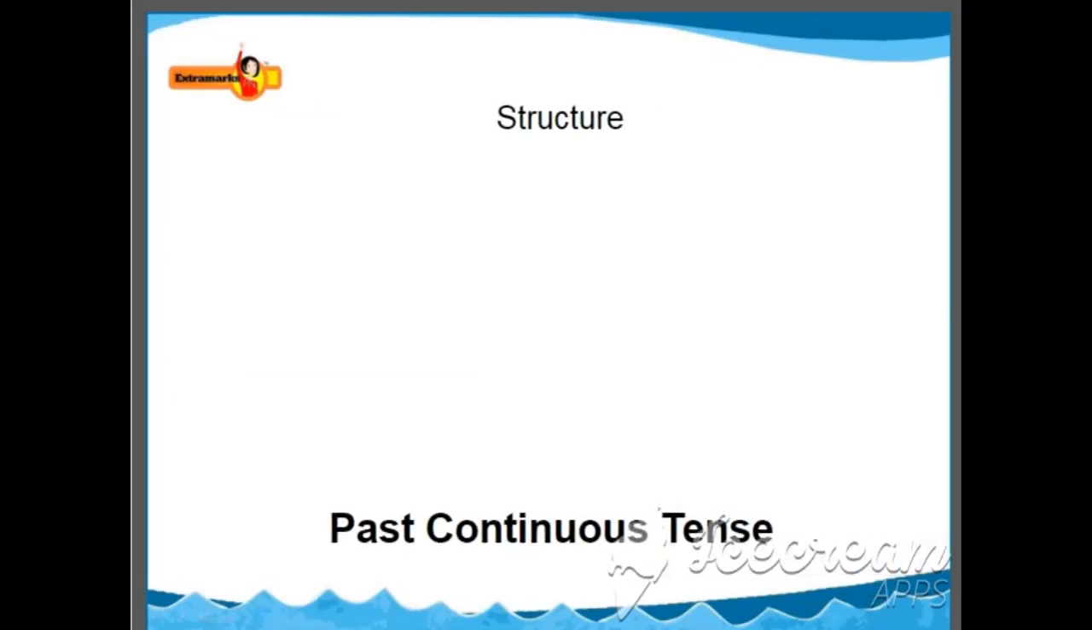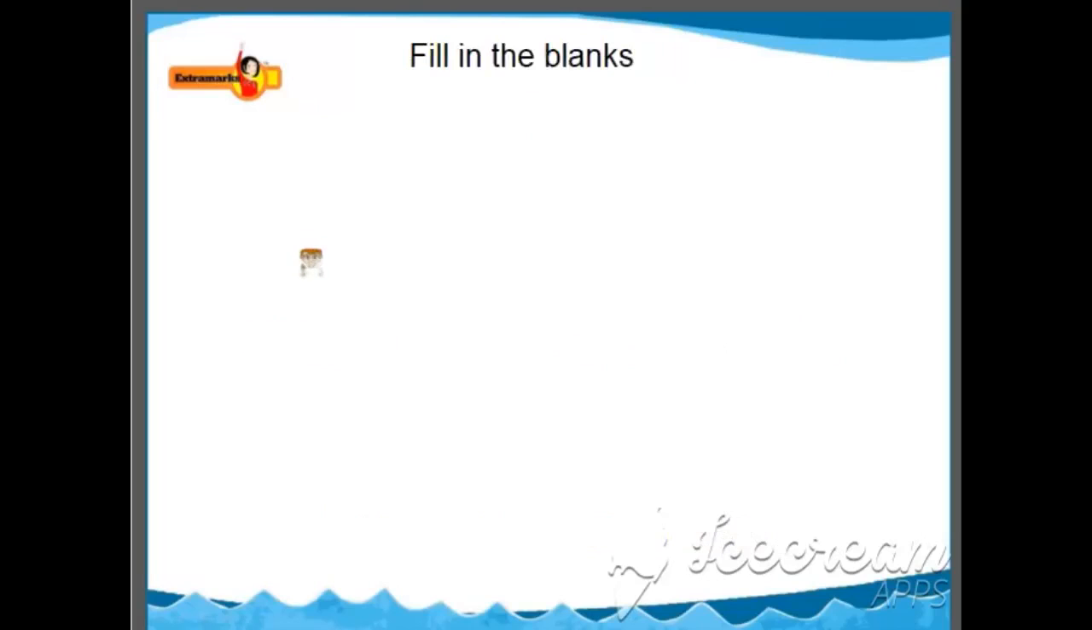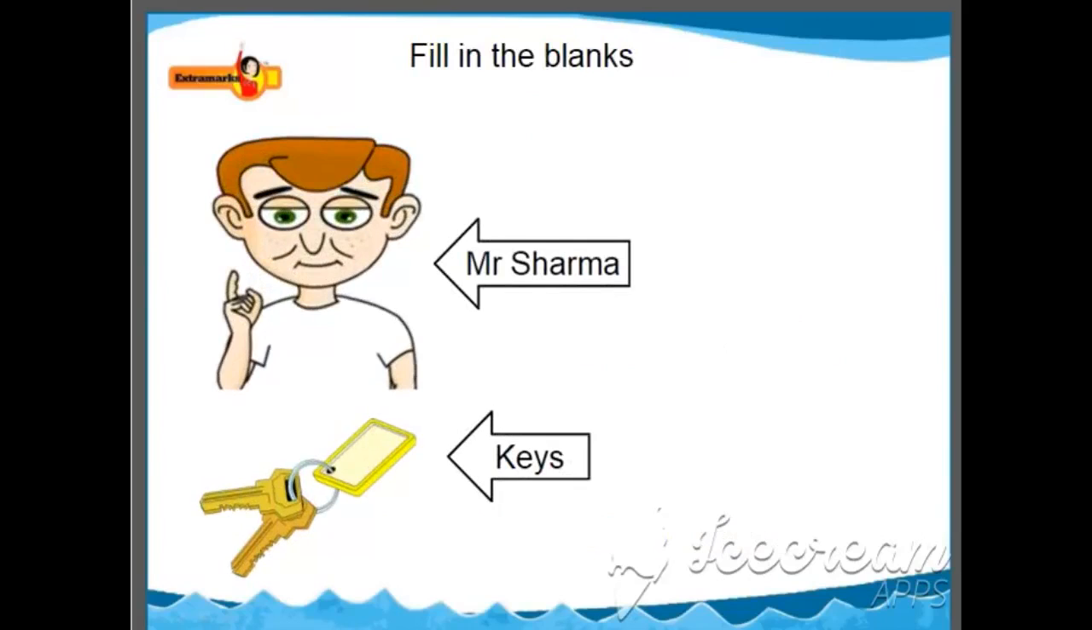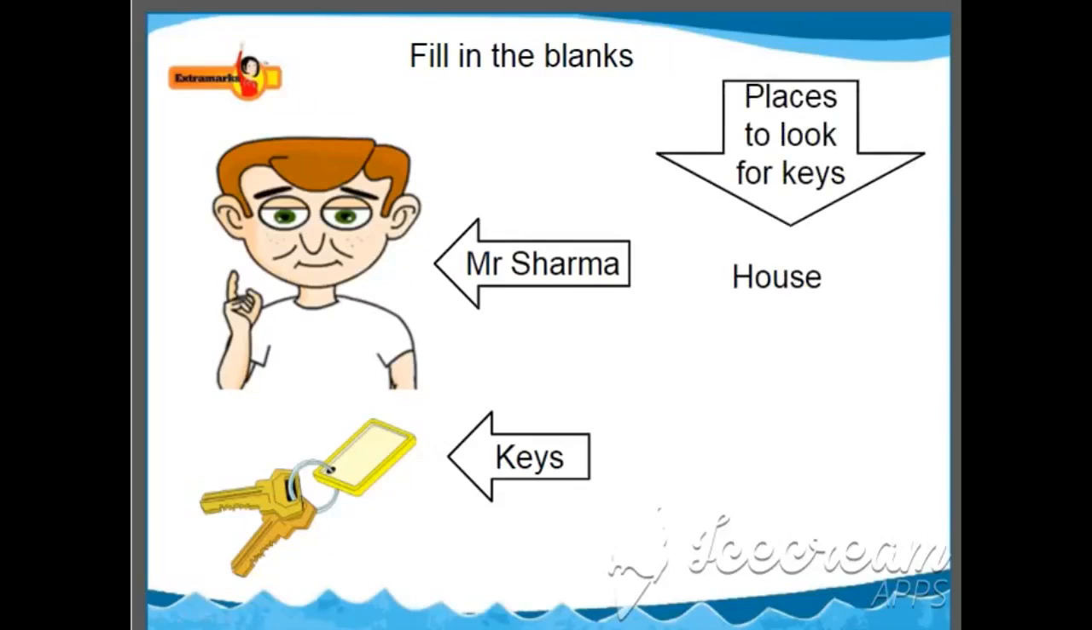Let's look at the structure. Was or were combines with the verb plus ing to form past continuous tense. Let's look at Mr. Sharma's case. He has lost his house keys. Complete the sentences below using past continuous tense and help Mr. Sharma find his house keys. The places to look for the keys are Mr. Sharma's house, his car, the restaurant, or his office.